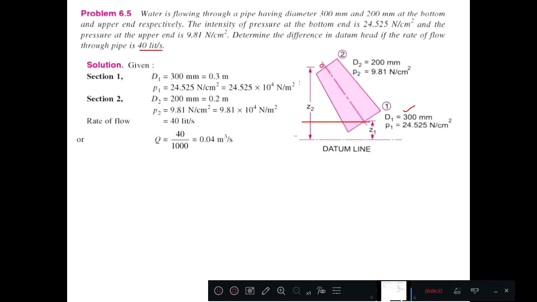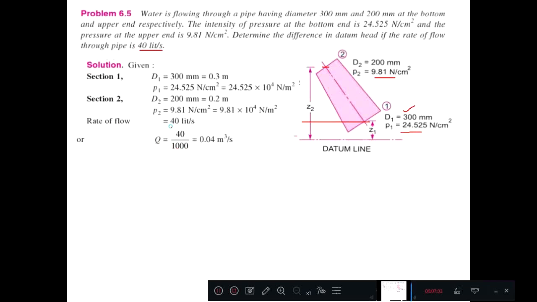Similarly, mark the height of section 2 as Z2 from the datum line. Also write at section 2 the diameter is 200 and the pressure is 9.81 Newton per centimeter square. So on both sides the pressures and diameters are given. Here they asked you to calculate the difference in the datum head, that is, the difference between this height and this height.